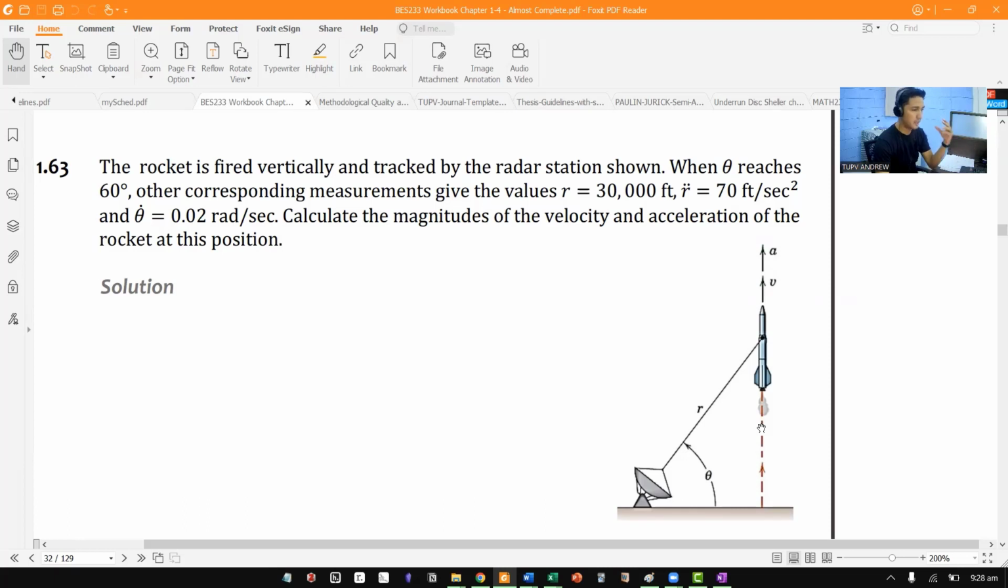instance, and also the r double dot is 50 feet per second squared, and the angular velocity is 0.02 radian per second. The angular velocity is decreasing. It's because the satellite is far from the rocket. But the rocket's vertical speed is increasing.